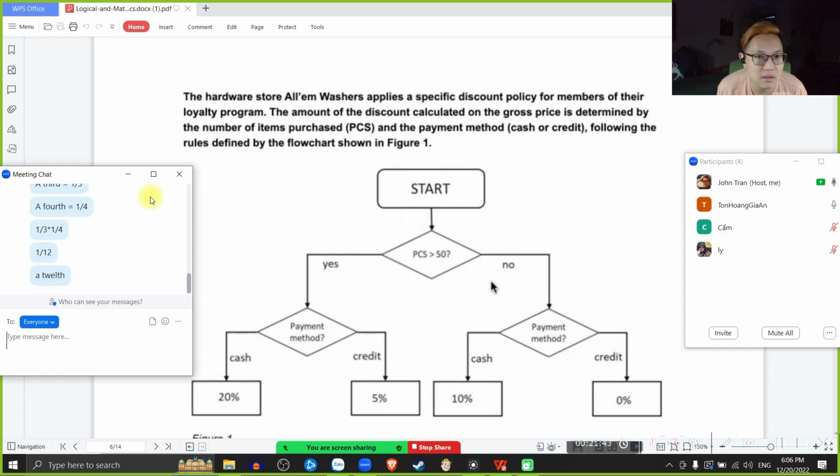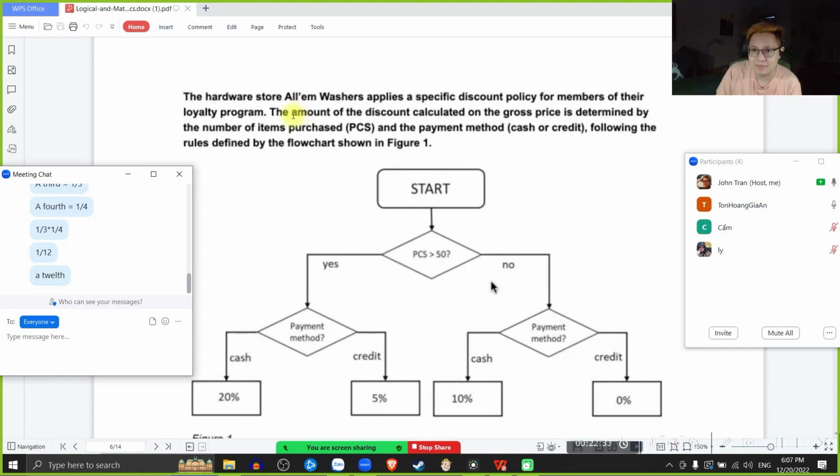Okay, Giang An, read please. A hardware store ordered washers and applies a specific discount policy for members of their loyalty program. The amount of the discount. Your pronunciation is terrible. The amount of the discount. For a noun starting with a vowel sound like A, E, I, O, we say the.